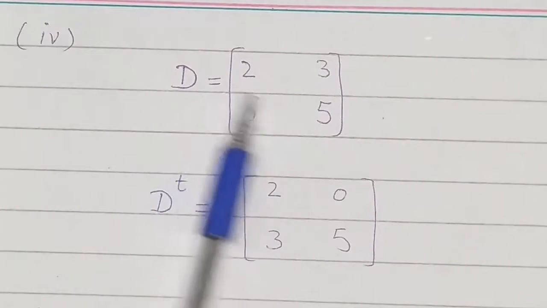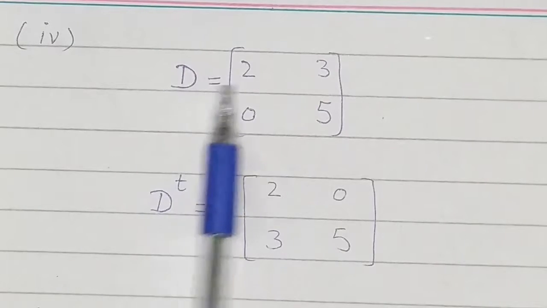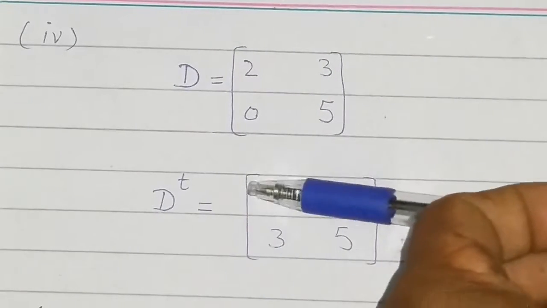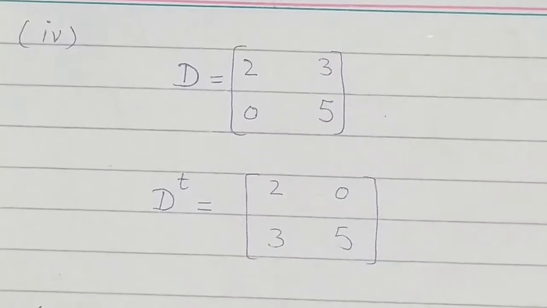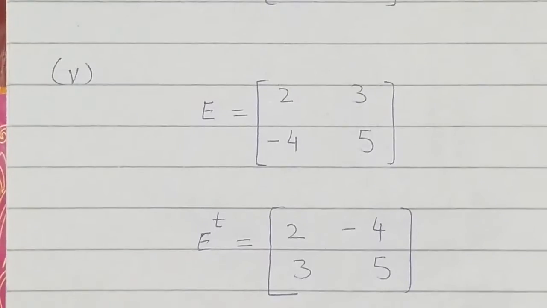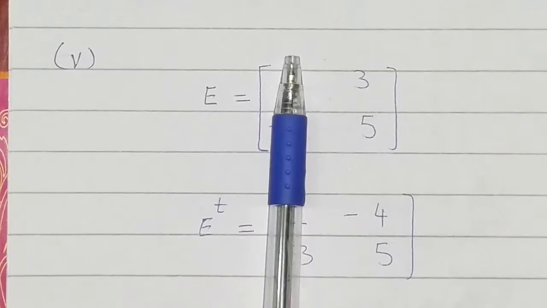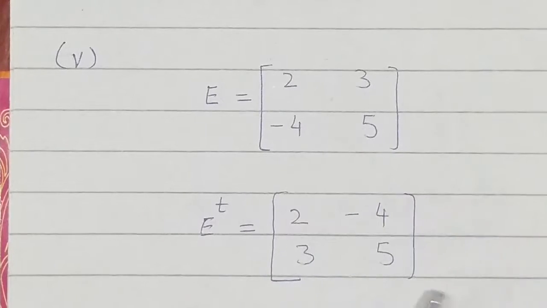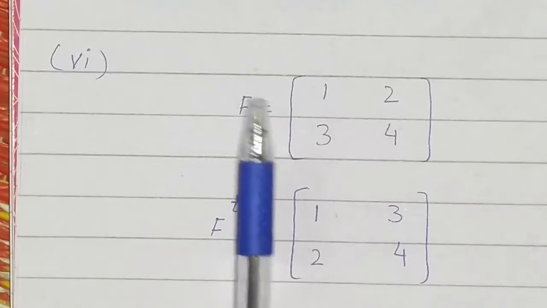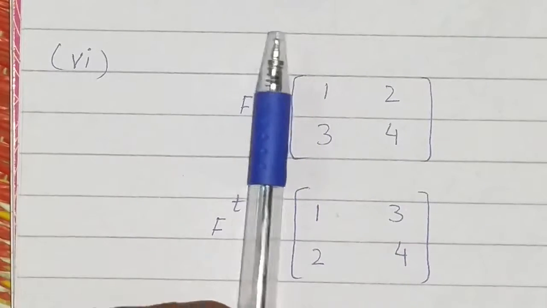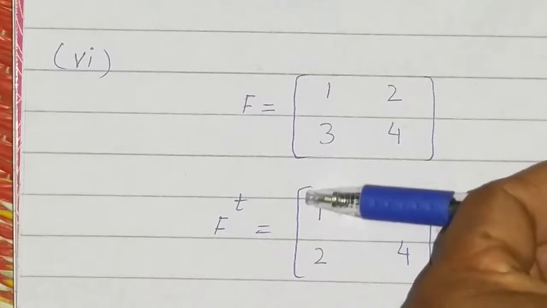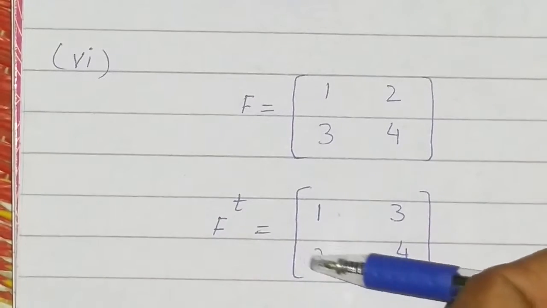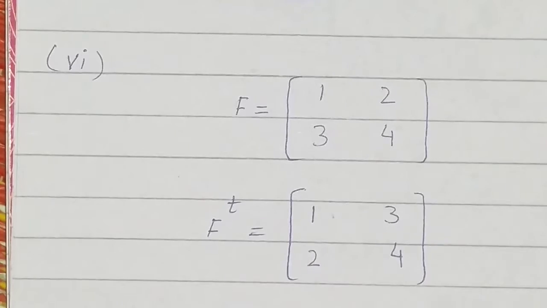Now if we want to find the transpose of D, this first column is made into a row and the second column is made the second row. Similarly, this first column is made first row and the second column is made the second row. And the same is the case with this. This first column is the first row and the second column is the second row. So that is the transpose of F.